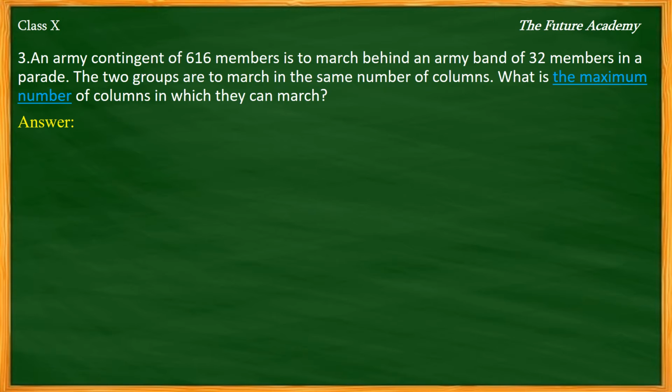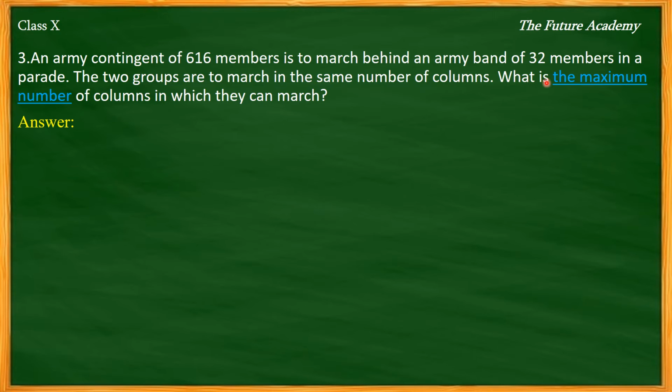Third question. An army contingent of 616 members is to march behind an army band of 32 members in a parade. The two groups are to march in the same number of columns. What is the maximum number of columns in which they can march?